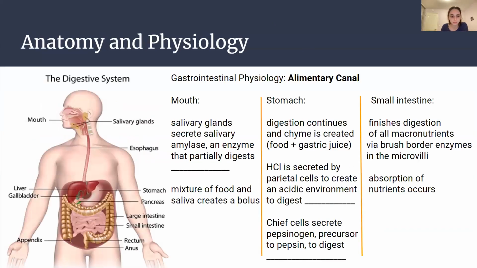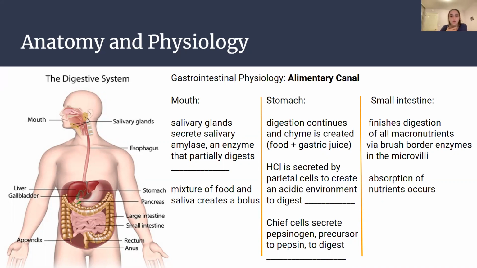So next slide. So let's dive into how these macronutrients are digested within our digestive system. And in this slide, we're going to focus on the alimentary canal, the organs such as the mouth, the esophagus, the stomach, small intestine, large intestine, rectum, anus, right? The pathway of food, the GI tract. So we're going to focus on which nutrient is digested where. So let's start with the mouth.